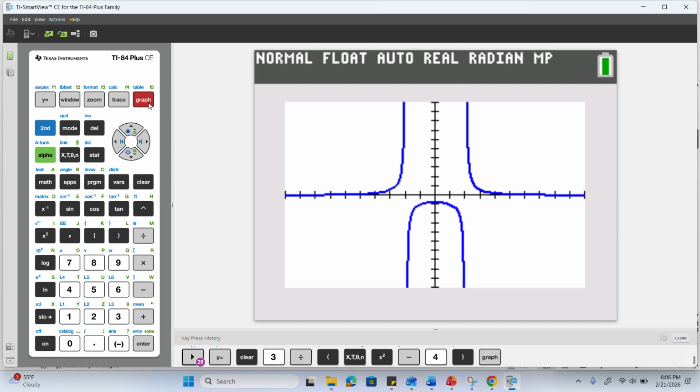If I graph this, oh, you could definitely see the approach of the vertical asymptotes at -2 and at 2. Some wild looking graphs here, right? But you can clearly see where the vertical asymptotes are. All right, back to the PowerPoint.